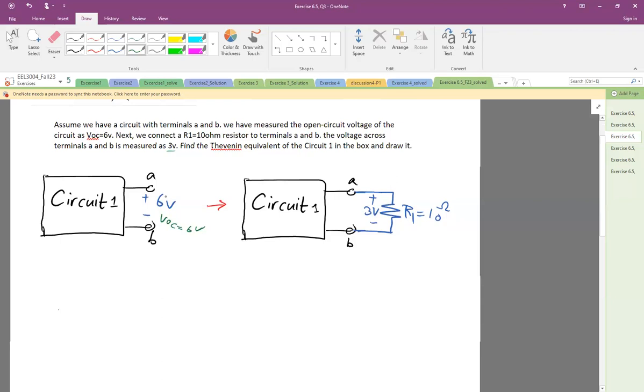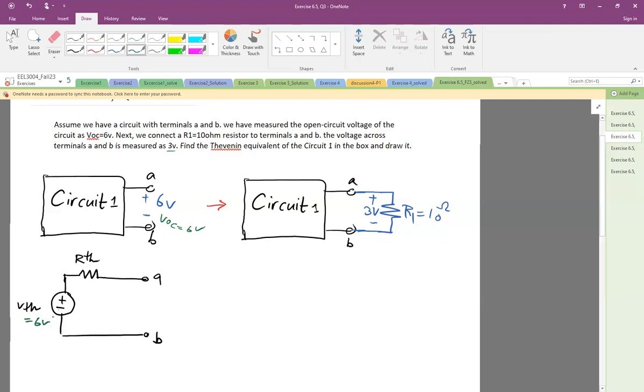Okay, so when we see V of open circuit or I short circuit, that somehow can remind us about the Thevenin or Norton equivalent. So in this case, because it's a V open circuit, we can think of a Thevenin equivalent. So we can consider the circuit one as a voltage source, V Thevenin, in series with a resistor, which is R Thevenin. Now in this case, because the V open circuit is 6 volt, therefore V Thevenin is 6 volt.